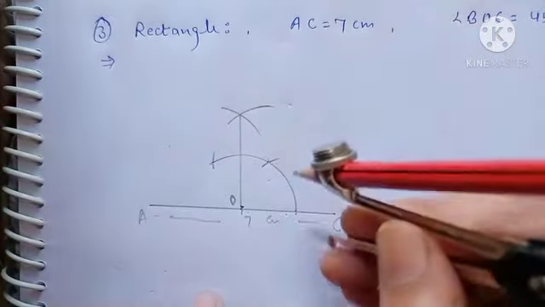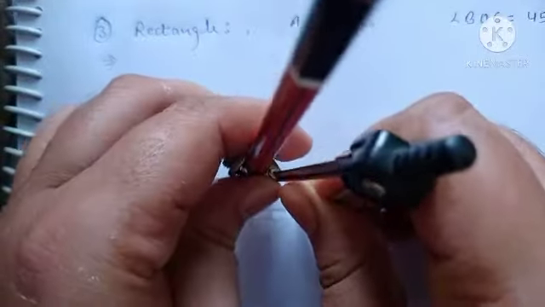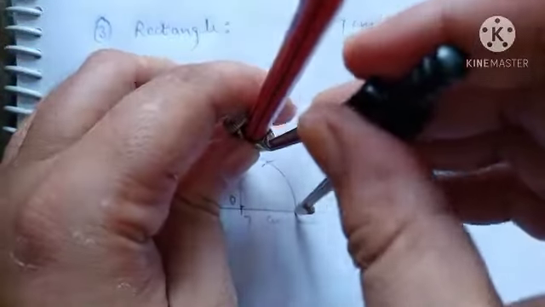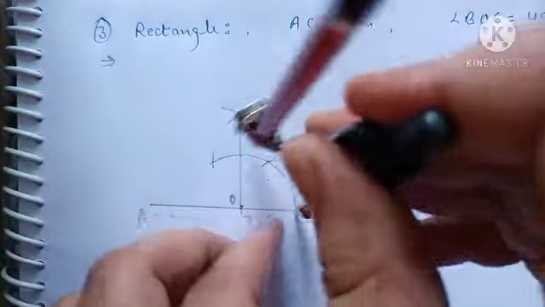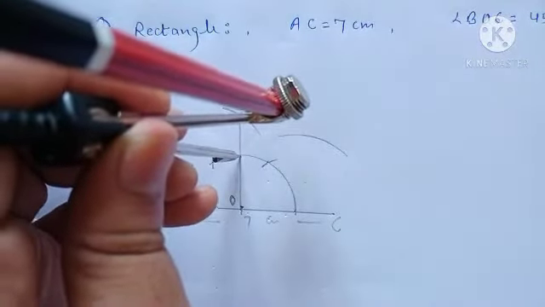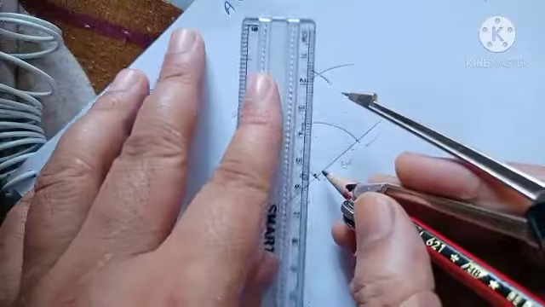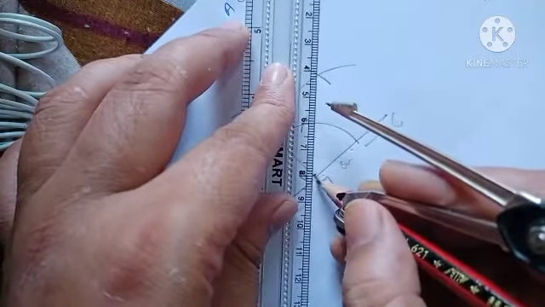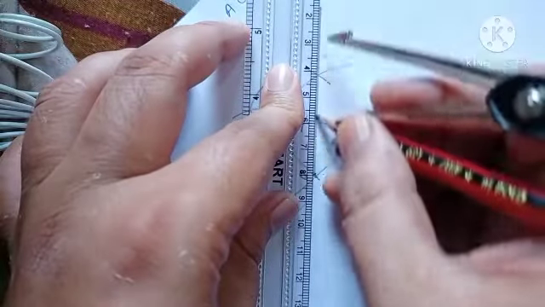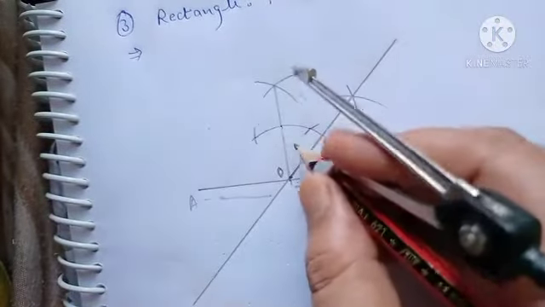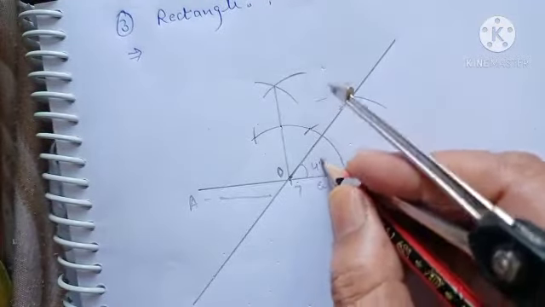Now we have to draw bisector of 90 degree, angle bisector of 90 degree. So we have to draw an arc from one point, and we'll cut this arc and join this point to the point of intersection, and we will extend this line to the other side too. Okay, this is 45-degree angle.